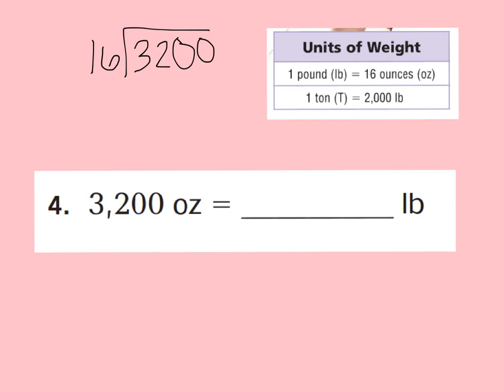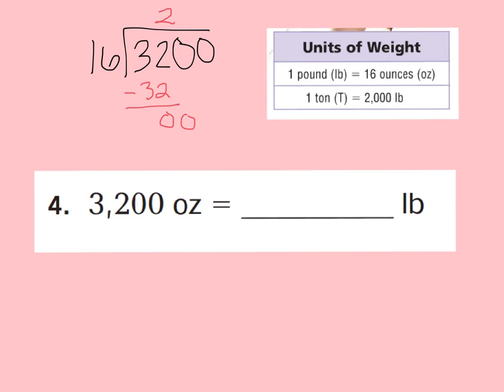All right, we're going to start out by dividing my thousands. If I have 3 thousands, but I have 16 groups, I cannot put 1,000 in each group. So let's look at our hundreds. I have 32 hundreds in 3,200. So we're going to share these 32 hundreds with 16 groups. Each group will have 2, because 2 times 16 is 32. Let's subtract, bring down our tens.